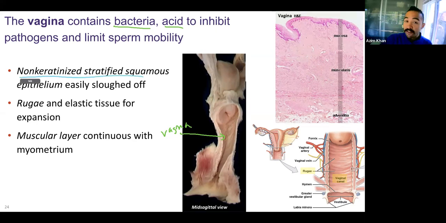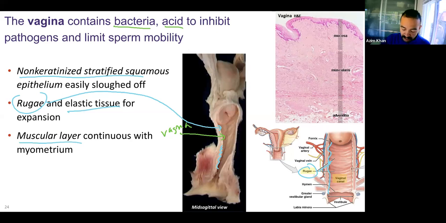We have non-keratinized stratified squamous, just like that distal part of the cervix, so that it can protect. If you look closely, it has rugae. We saw rugae in the stomach. There are folds here in the vaginal wall to allow for expansion during copulation and during childbirth. The vagina can expand and come back to its original shape. So it has rugae and elastic tissue. And it is muscular. The walls of a vagina are muscular. You have that muscle of the myometrium in the uterus, and you have a muscular layer continuous with that myometrium.